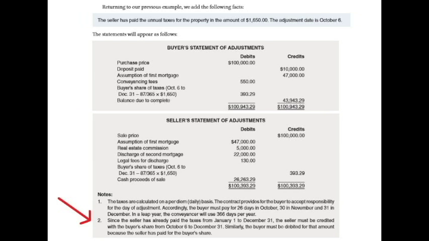Now, note 2, since the seller's already paid the taxes from January 1st to December the 31st, the seller must be credited with the buyer's share from October 6th to December 31st. Similarly, the buyer must be debited for that amount because the seller has paid for the buyer's share already.